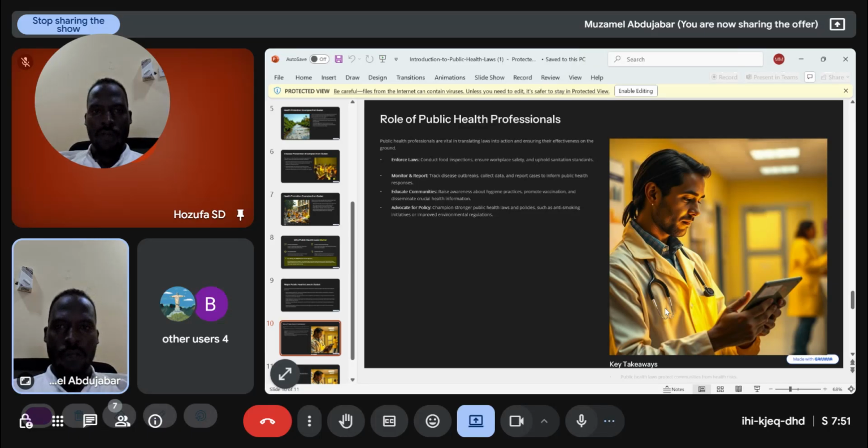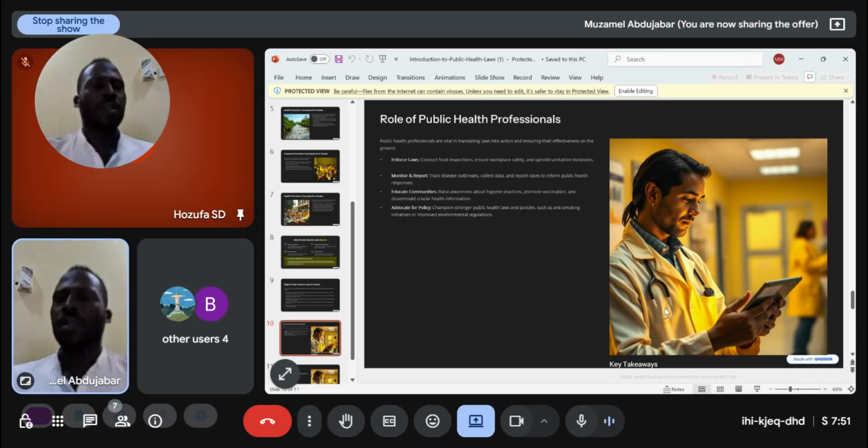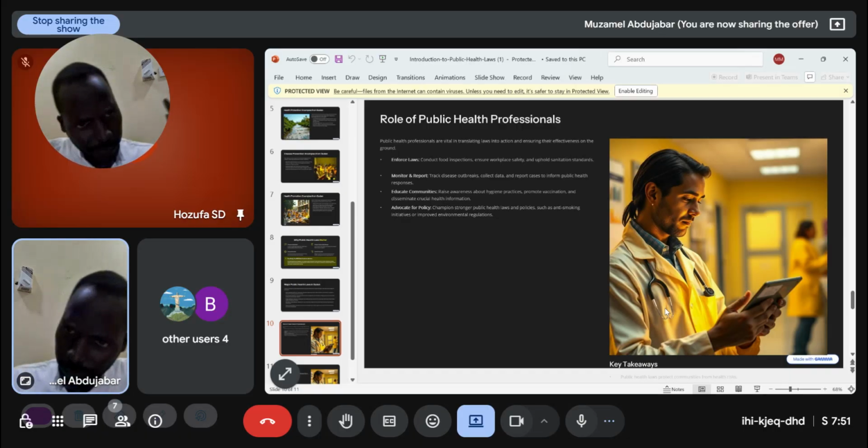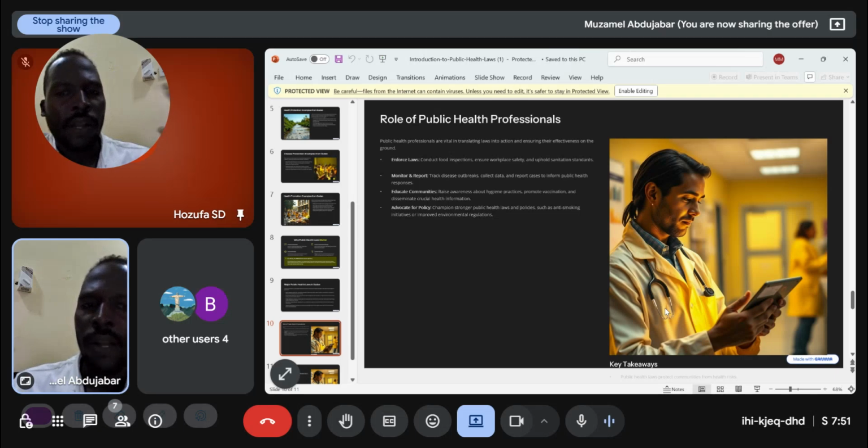The last role of the public health professional is to advocate for policy: champion stronger public health laws and policies, such as anti-smoking initiatives and improved environmental regulation. This is the role. All of us, as public health professionals, have the role to enforce the law, inspection, and environmental protection, to prevent disease and save the lives of our community.